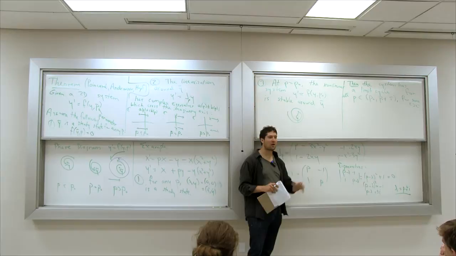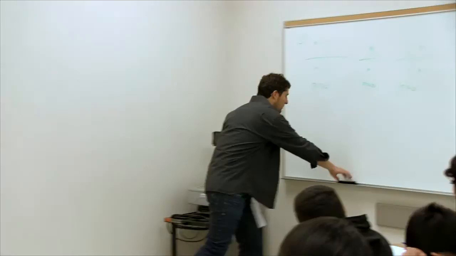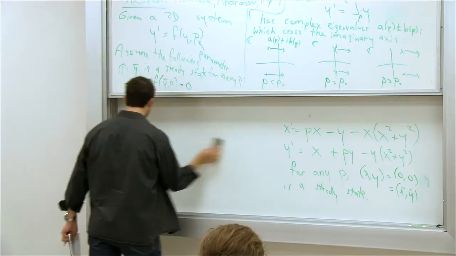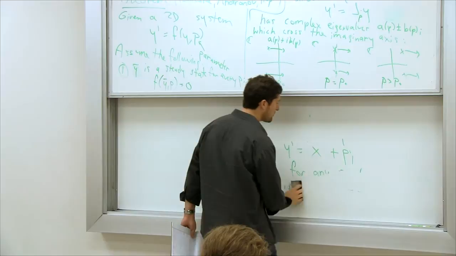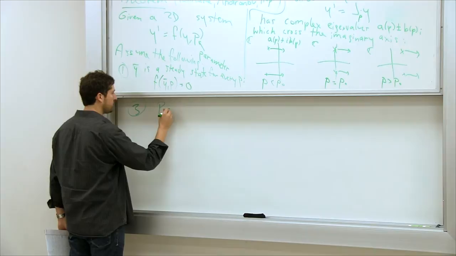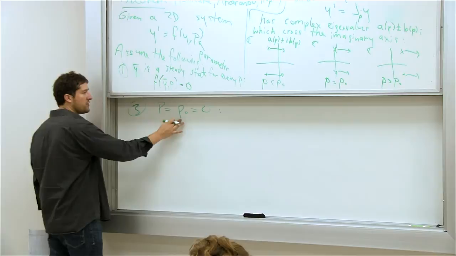Okay, so now let's try and prove three systematically. How do we prove three? Well, what we're going to do is use a change of variables. So P, when we set P equal to P0, we already determined that P0 is equal to 0. We got the following system.